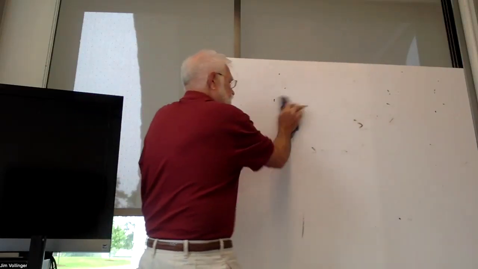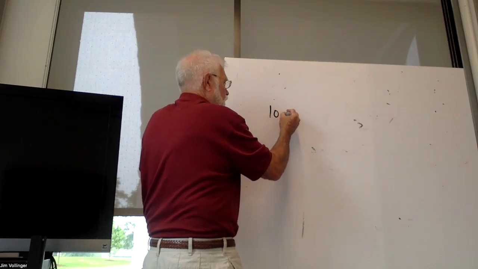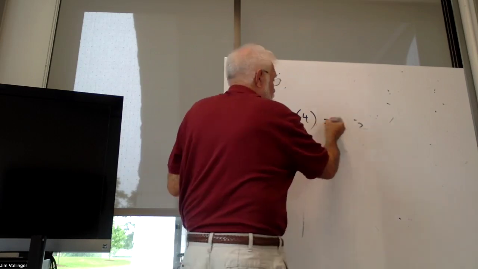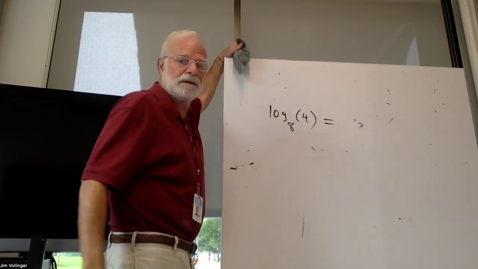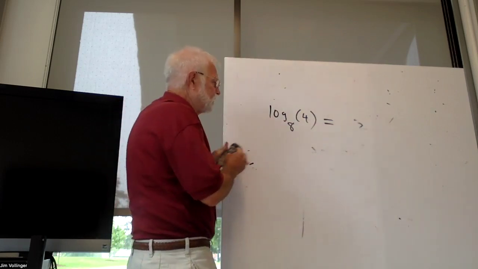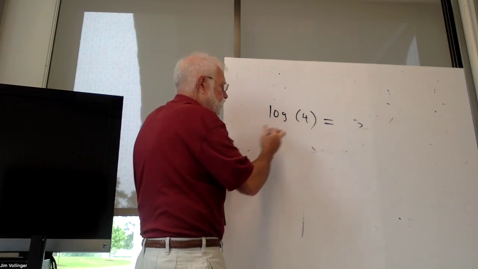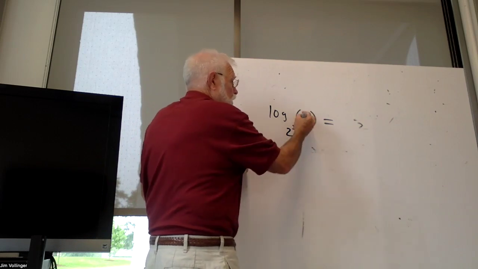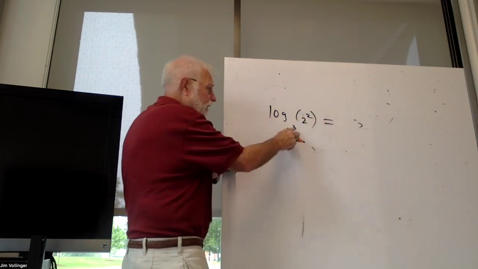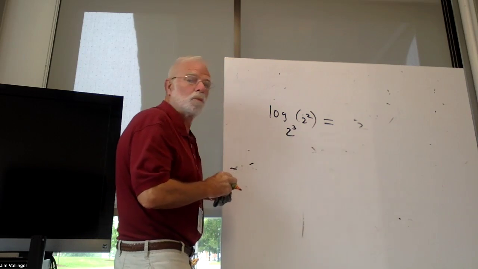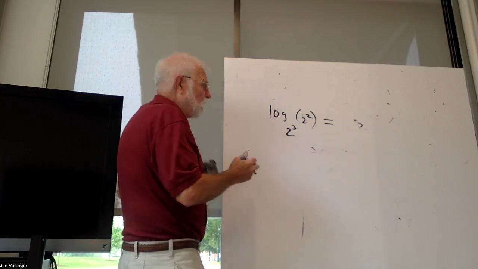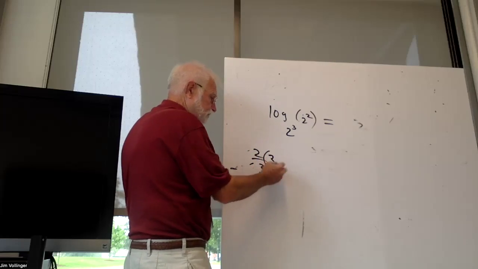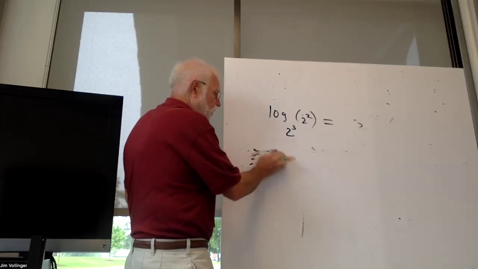And the hardest one would be something like log base 8 of 4. That's a little more challenging. Why? Because they're not the same base. But I think I can make them the same base. I think 8 is 2 to the 3, and I think 4 is 2 squared. I think I can turn this 3 into a 2. Yeah, I think I can, by multiplying by 2/3. But let's see why I can do that.